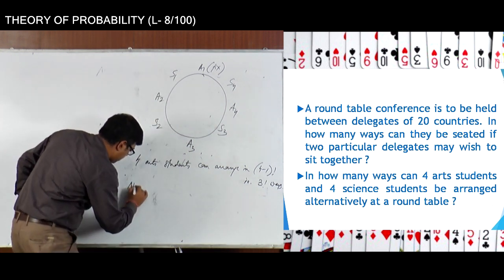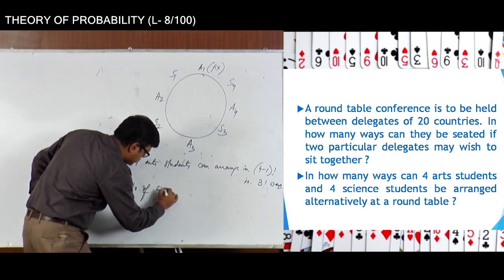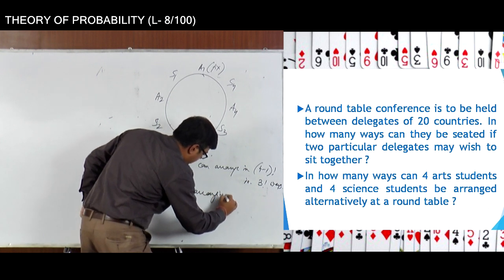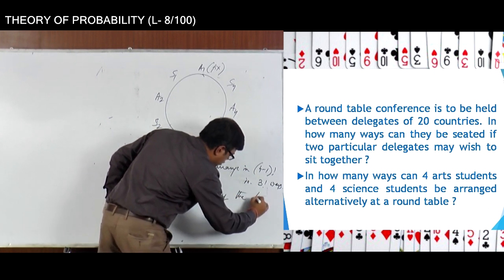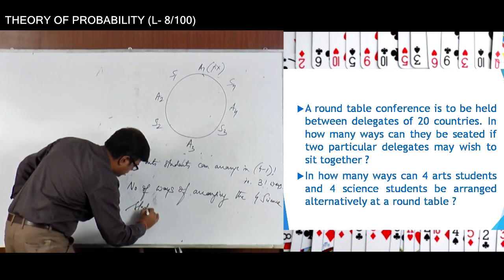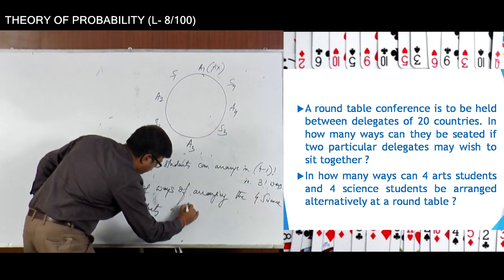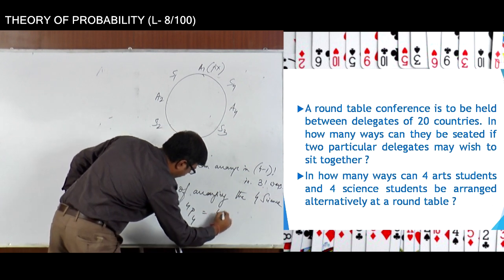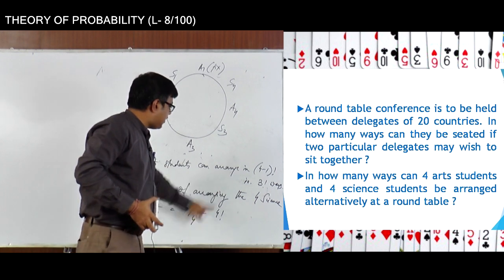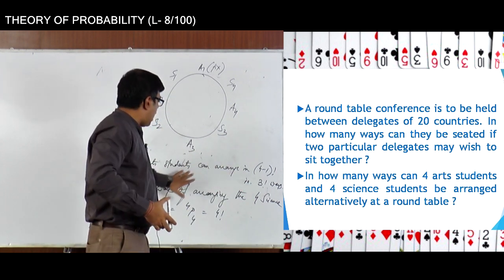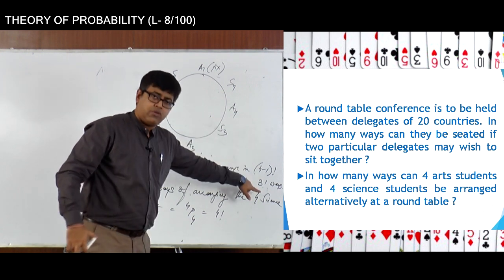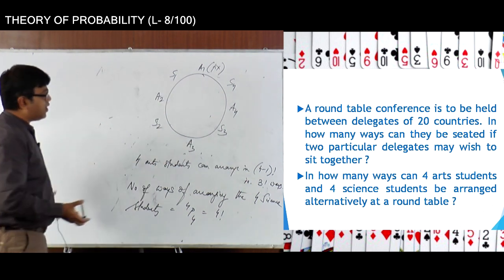So the number of ways of arranging the 4 science students will be equal to 4P4, and that is actually factorial 4. So factorial 4 is the total number of ways that we can arrange the 4 science students after we have arranged the 4 art students in a circular manner in factorial 3 ways. Therefore, what is the total number of arrangements possible?